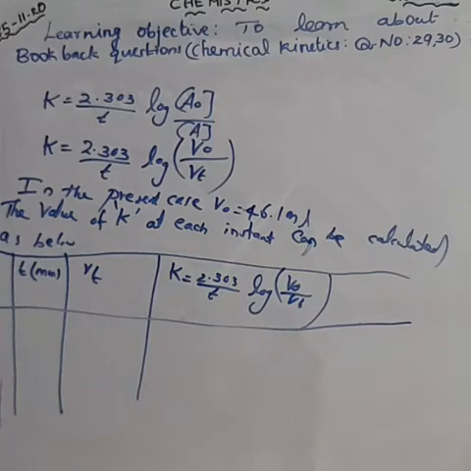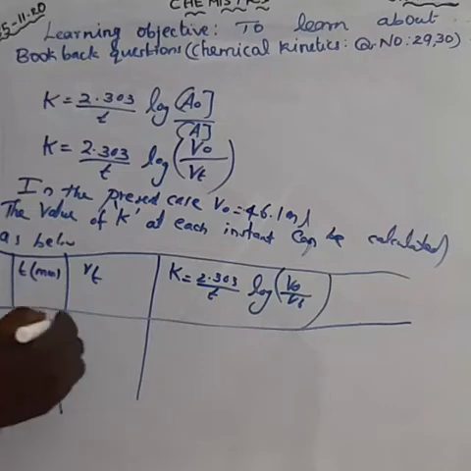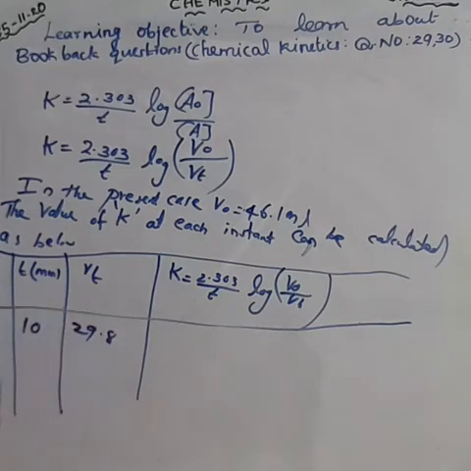Then, as per the tabular column, first take time t equal to 10 minutes. What is Vt? Vt is 29.8. This is the given data. Time t is equal to 10 minutes, Vt is equal to 29.8. And what about V naught, V0?